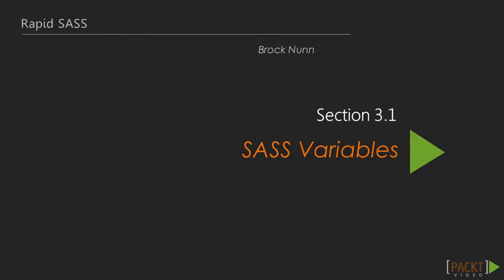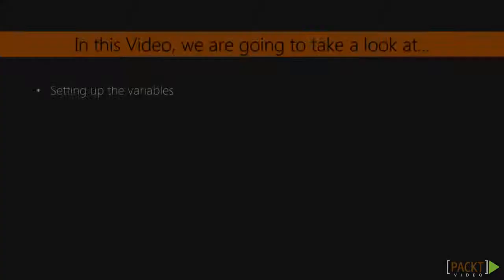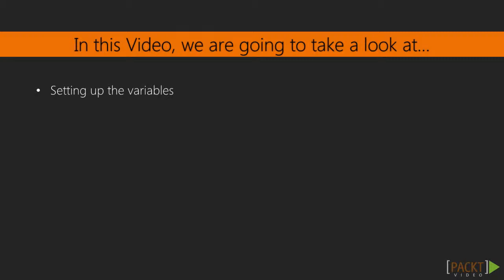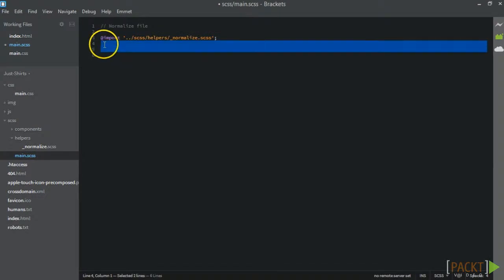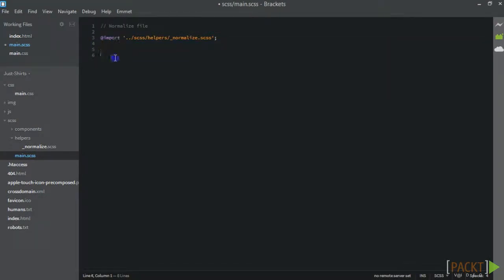Let's talk SASS. But first, we need to get in and set up a few things. We're going to call them variables. If you've ever done any JavaScript or really any other type of programming, you know variables as methods to store data. And variables within SASS are methods to store styles.